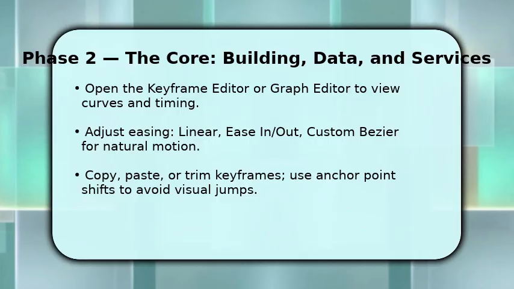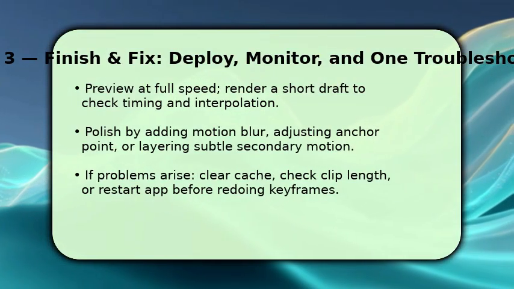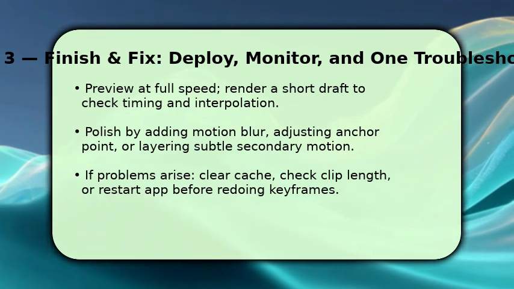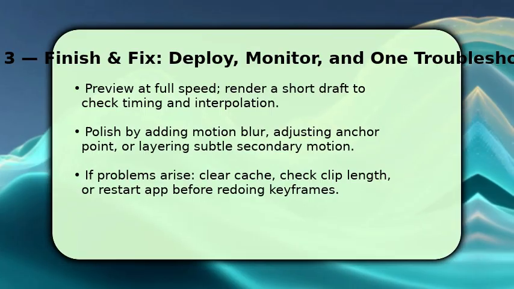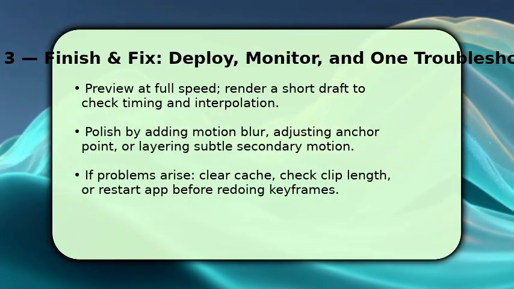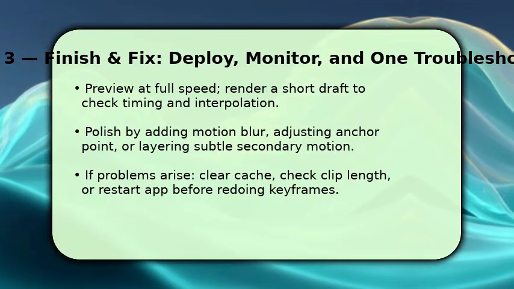Now preview your animation at full speed and render a short draft so you can judge timing and interpolation. If motion feels robotic, add motion blur, refine easing, or introduce secondary keyframes for subtle follow-through. Once satisfied, export with the correct codec and resolution.